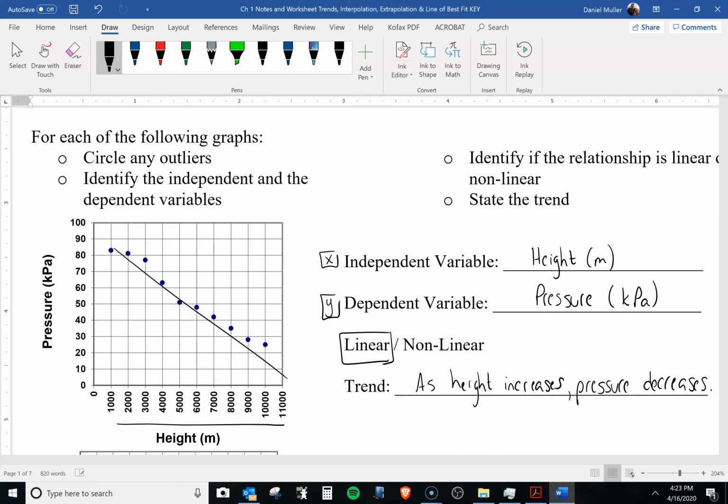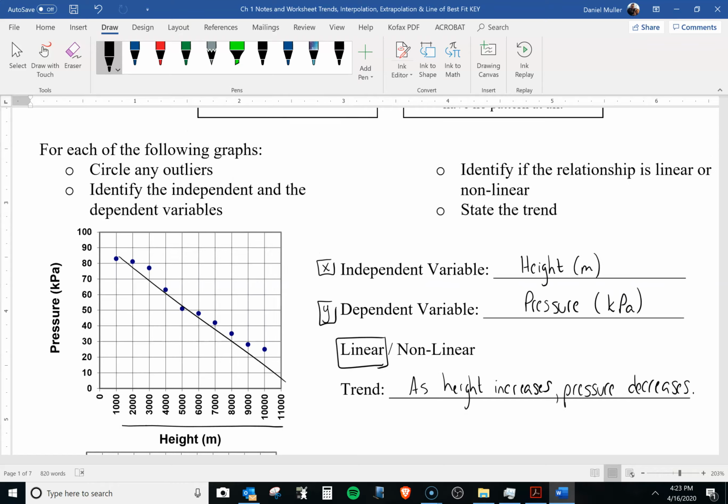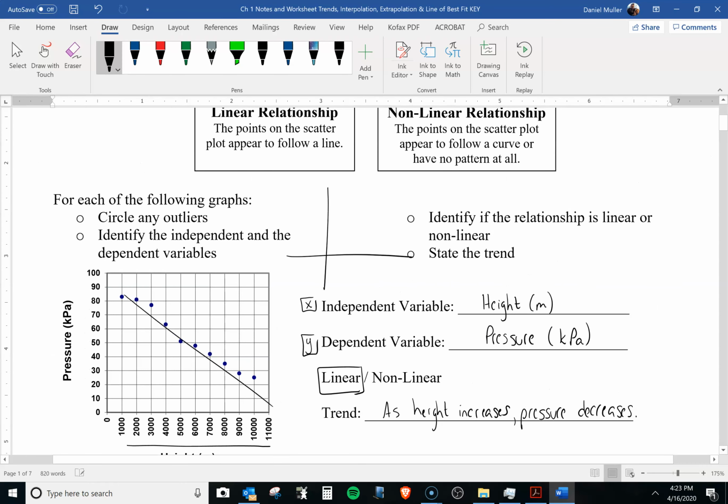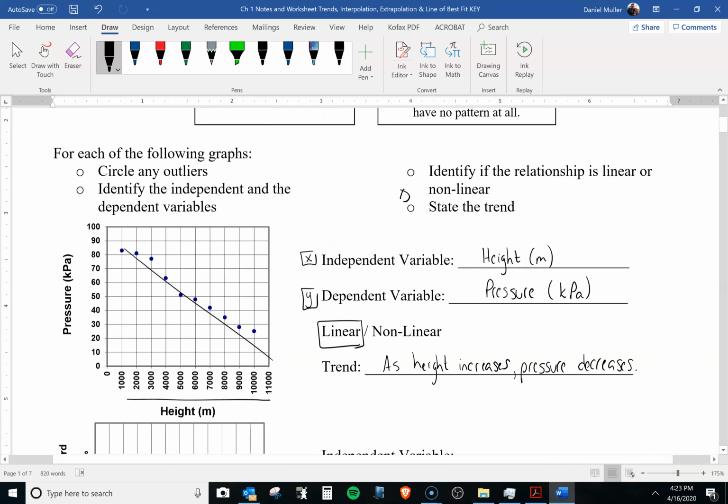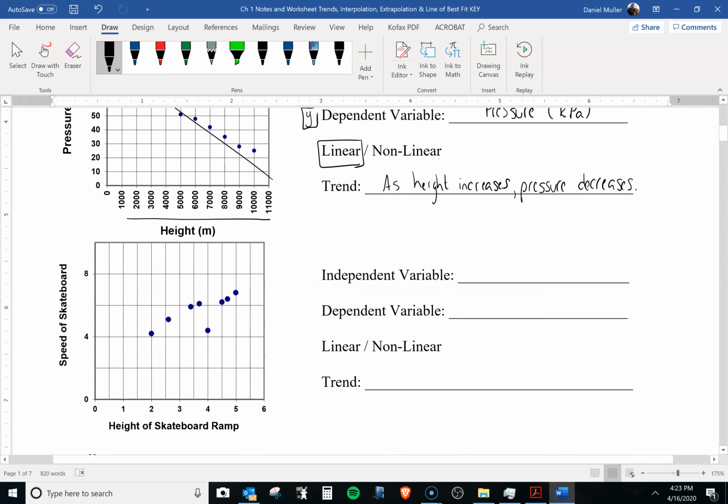So if you compare that to our last drawing of the hours of studying, that trend looked like that. So the more time you spent studying, the better your mark got. But our drawing here, in this one, now looks like this. And it says, as the height increases, the pressure is decreasing. Now let's take a look at the next one. A speed of skateboard over here and the height of the ramp.